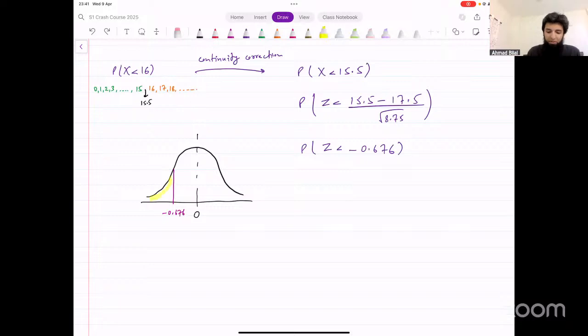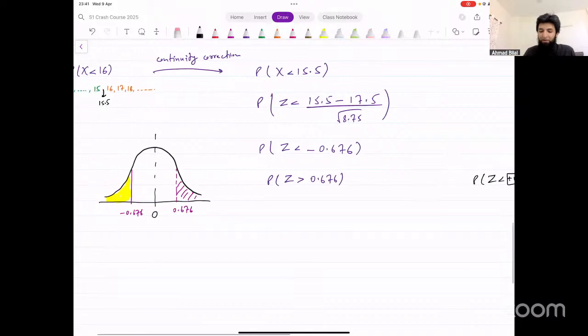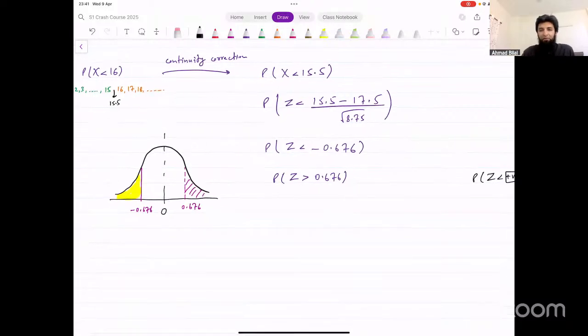Now, that's not something that we can find from the table directly. So what we have to do is flip it first of all. We say that area is the same as this area, right? So we can say this is probability of z greater than 0.676. This is still not the standard form. The standard form is z less than a positive number. We have a greater than sign, but at least the negative sign we've gotten rid of.